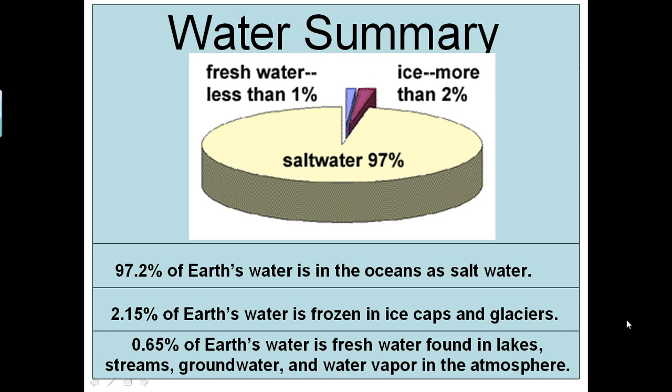Roughly 2% of water is frozen in ice caps and glaciers, and if you look at your pie graph, it's the purple section that would represent our ice caps and glaciers. That's the frozen fresh water that we can't use. And the liquid fresh water is less than 1%, and that is the blue piece of our pie chart. And that 1% or less than 1% is liquid fresh water that we can use as humans, and it's found in lakes, streams, groundwater, and water vapor in the atmosphere.